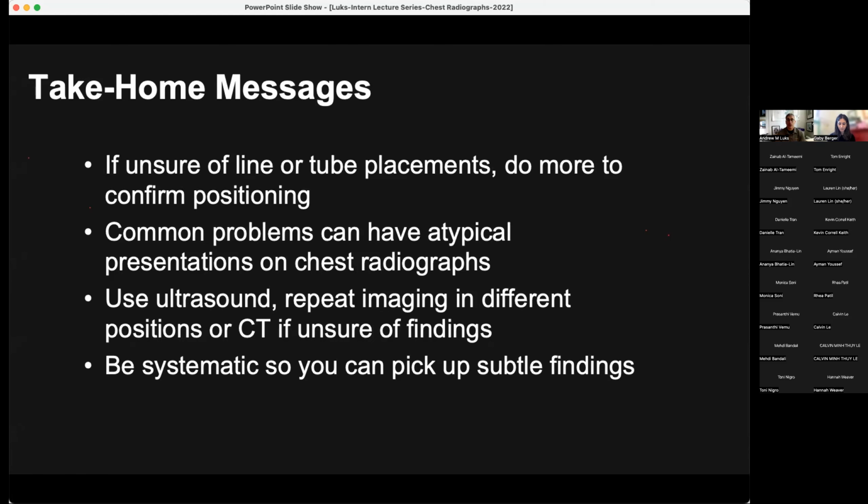And then finally, be systematic so that you can pick up on subtle findings. Use all the information available to you in the film in order to put the answer together in your interpretation. And if you're ever unsure after all those things, just talk to the radiologist. They're a great resource for you.